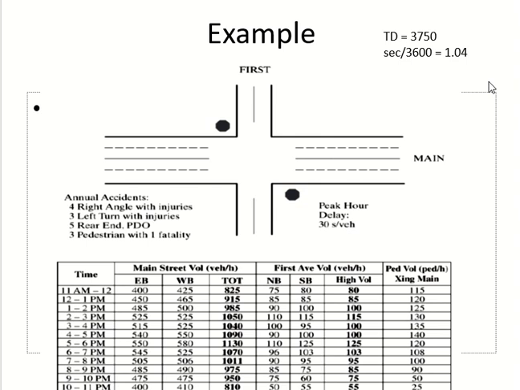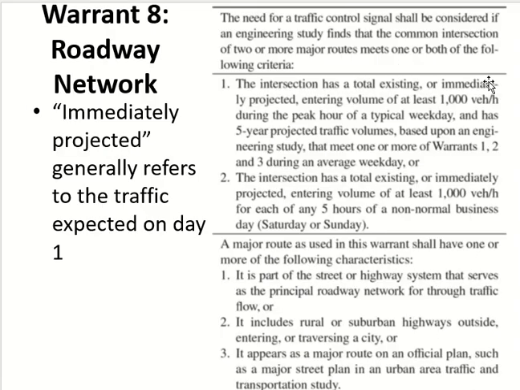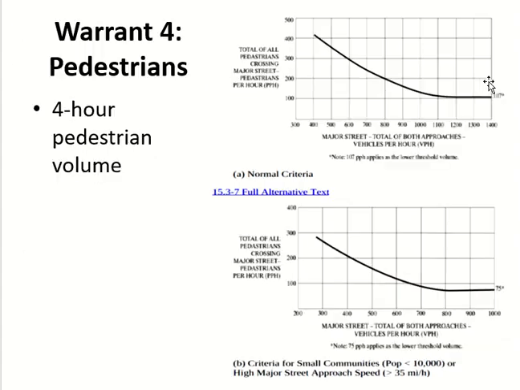Okay, so we tried the first condition using the graph. We did not meet. We tried the second condition using the delay and the volume. We did not meet. Okay. So warrant 3 did not meet. Warrant 4 is about what? 4 hour pedestrian volume. Okay. So we will use the first graph.